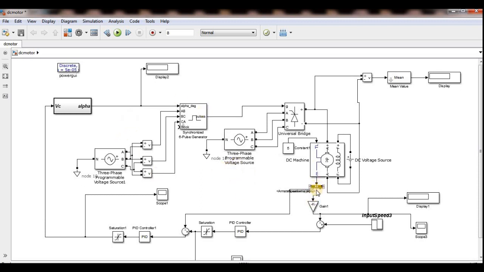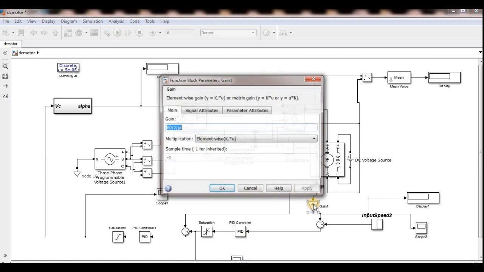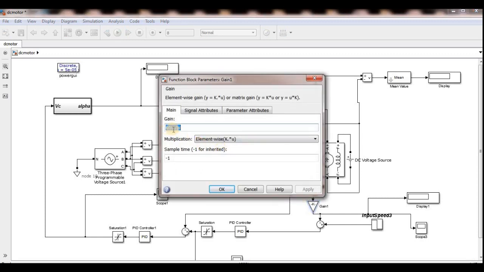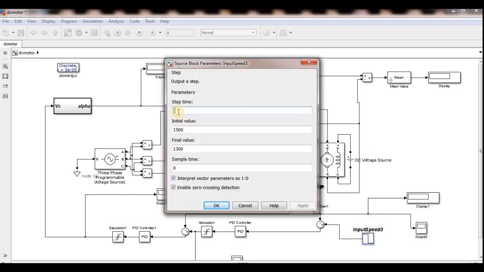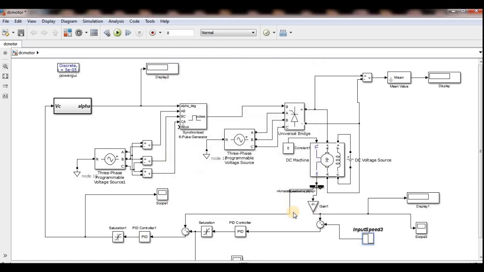But the speed is in radians per second, so I converted it into RPM: 60 by 2 pi, or 30 by pi. This speed I am comparing with my desired speed. My desired speed is 1500 up to 5 seconds, and after that 1300. So this speed is compared in the PID.